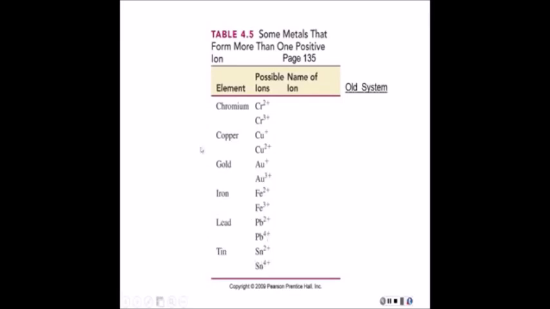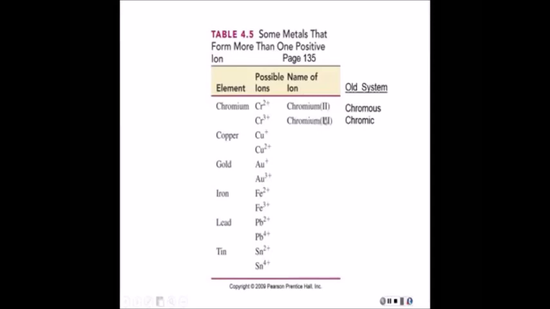So we have to have a way of distinguishing these ions when they're in compounds. You should find this on page 135 in the text. So this is how we can name. One system says we can use a Roman numeral to indicate the charge, so that when we write the name, we could say chromium 3 or chromium 2. Now we only use these Roman numerals when we write the name in words. We never put Roman numerals inside our formula.